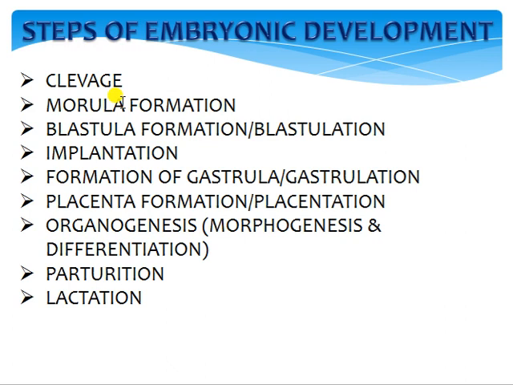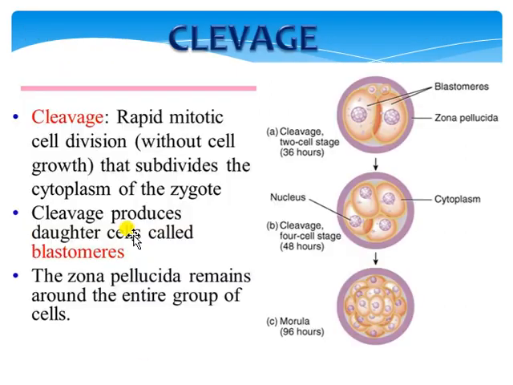Next, the gastrula will be formed, and that is known as gastrulation. Next step, placenta formation takes place, and that is known as placentation. Next, after formation of the placenta, obviously organogenesis will take place, which contains both morphogenesis and differentiation. And parturition and lactation will be the last two steps, during childbirth and feeding of milk after childbirth. So let's start with the first step, that is cleavage.